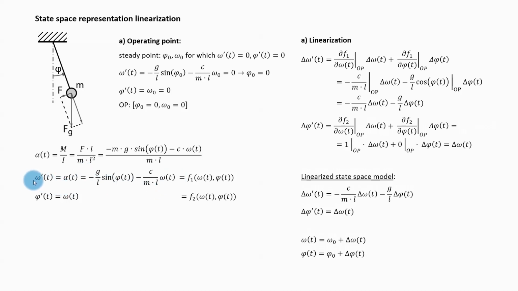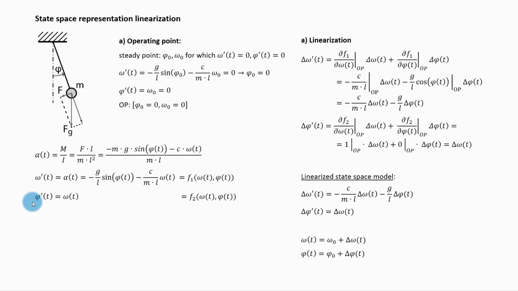Also, the derivative of the angular velocity of the pendulum is equal to the acceleration, and this equation will give you the first state equation, which based on the angle and angular velocity of the pendulum will give you the change of the first state variable, which is the angular velocity of the pendulum. Also, the derivative of the angle of the pendulum is equal to the angular velocity, and this equation will be your second state equation, where based on the state of the pendulum I will get the change of the second state variable.